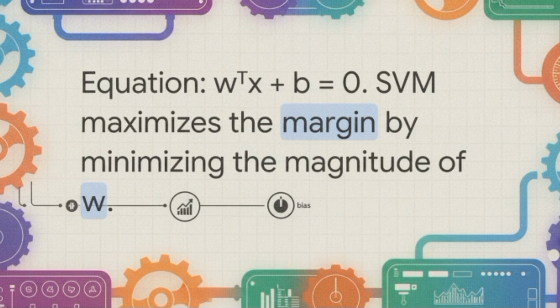Now, the mathematical formula for the margin is actually 2 divided by the magnitude of W. So if our big goal is to make the margin as massive as possible, our ultimate mathematical goal is to minimize the magnitude of W. That's it. That is the beautiful underlying math of SVM.